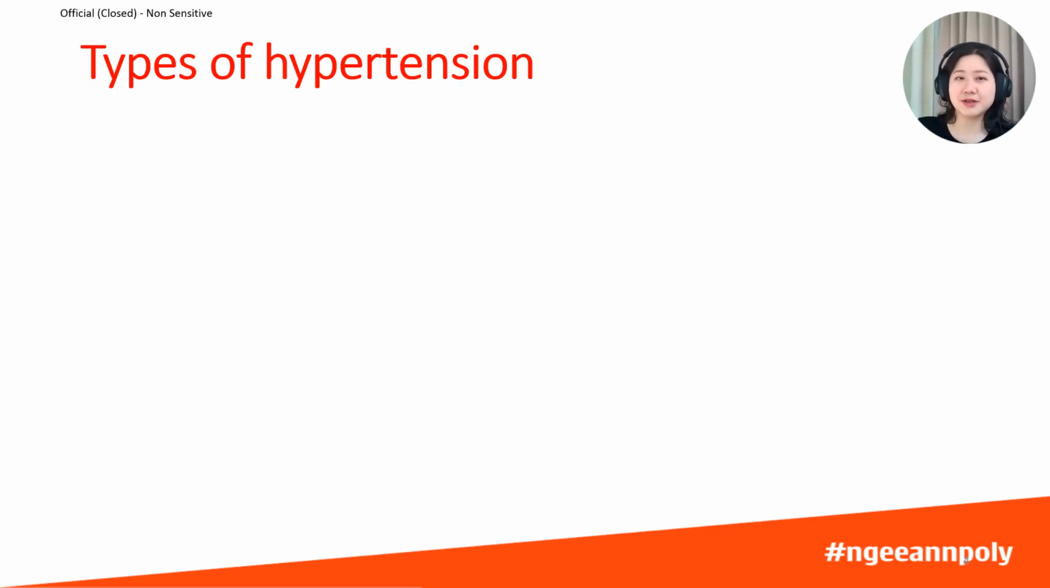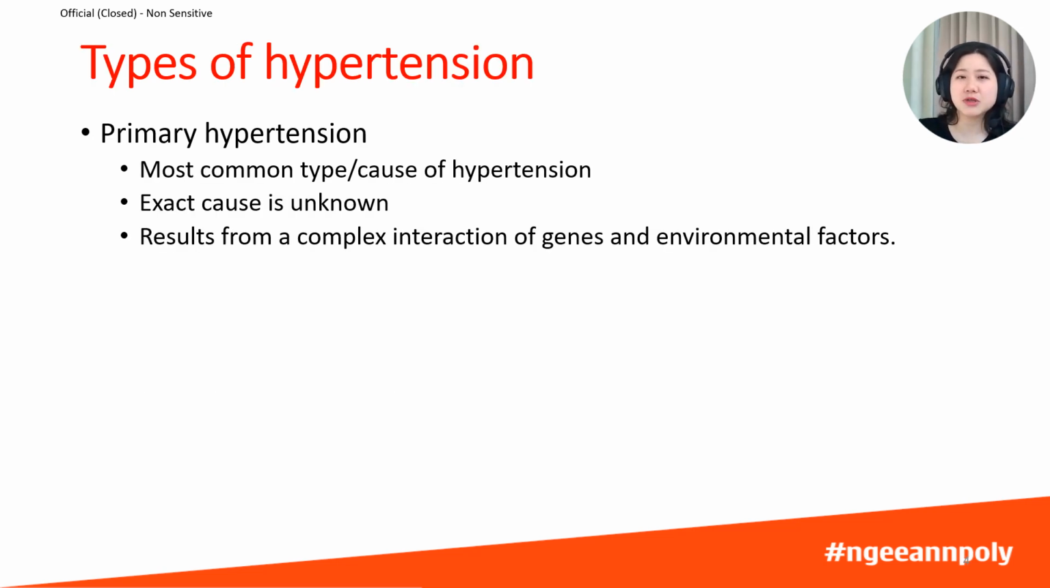Let's look at the types of hypertension. The most common type of hypertension is primary hypertension or essential hypertension. There is no one direct cause for primary hypertension. Rather, there are many different risk factors that contribute to it. For example, smoking, obesity, hyperlipidemia, and diabetes.